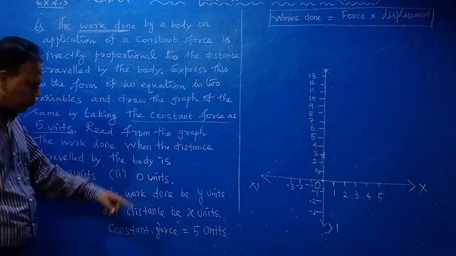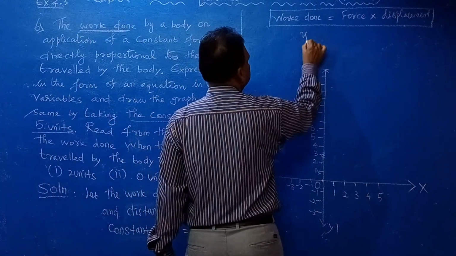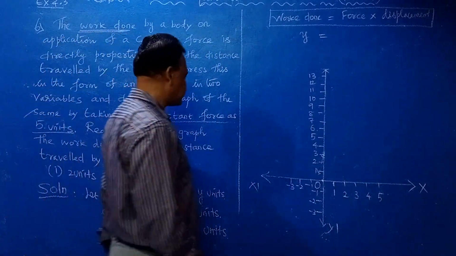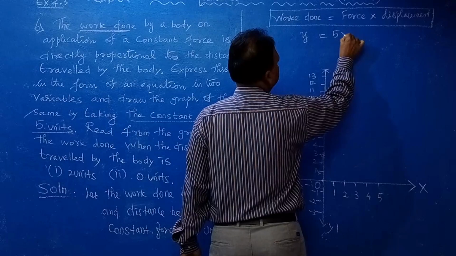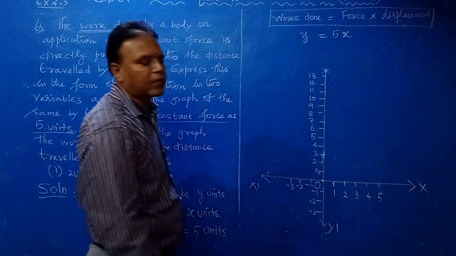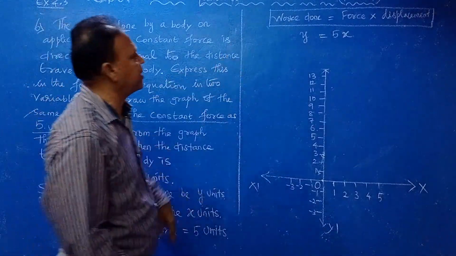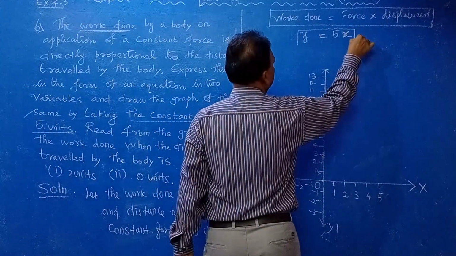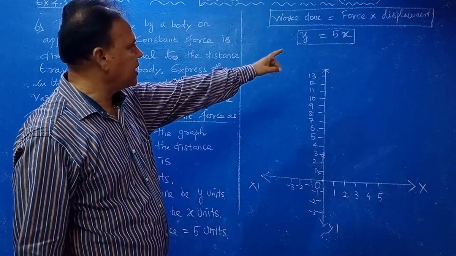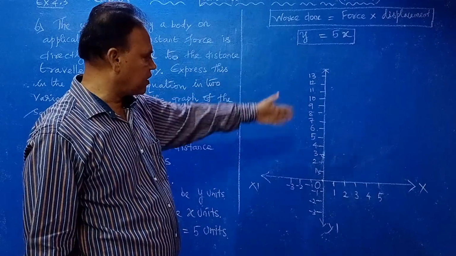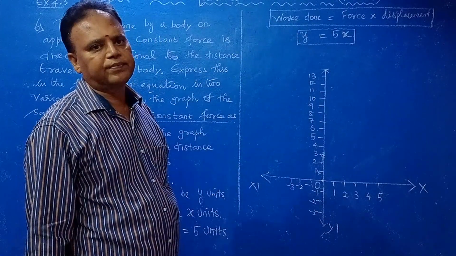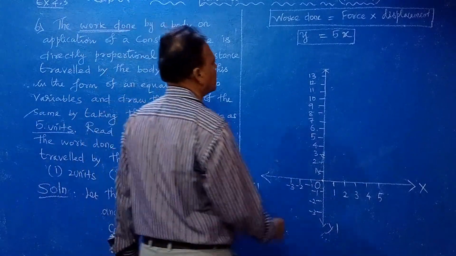Now here work done is y. Y is equal to force 5, then distance is x. 5 into x is 5x. Y equals 5x. So this is the required linear equation. For this you have to draw the graph. Here there is no constant term, which means the line will definitely pass through the origin. Clear? Now you draw the tabular column.